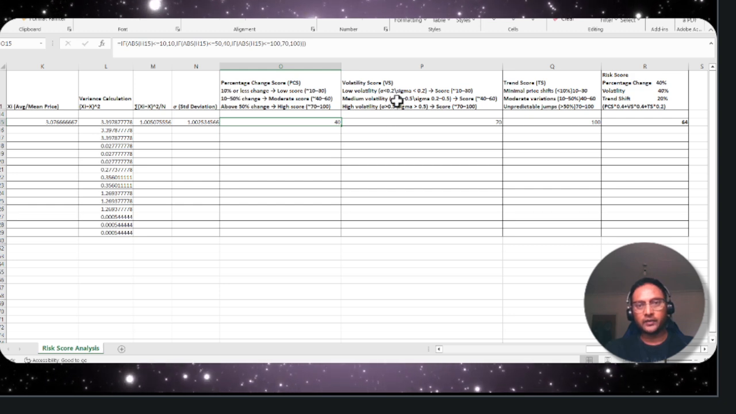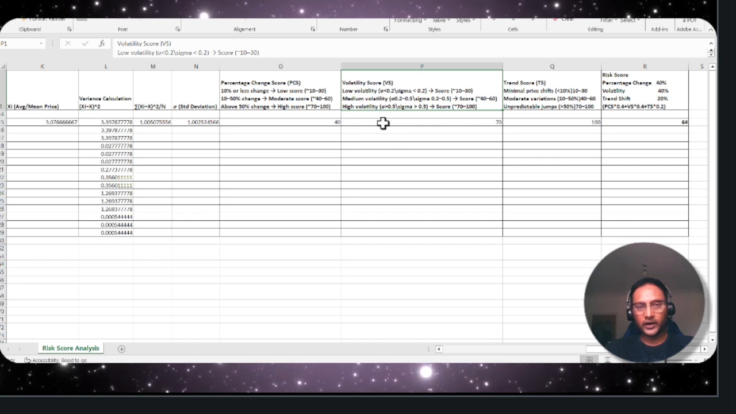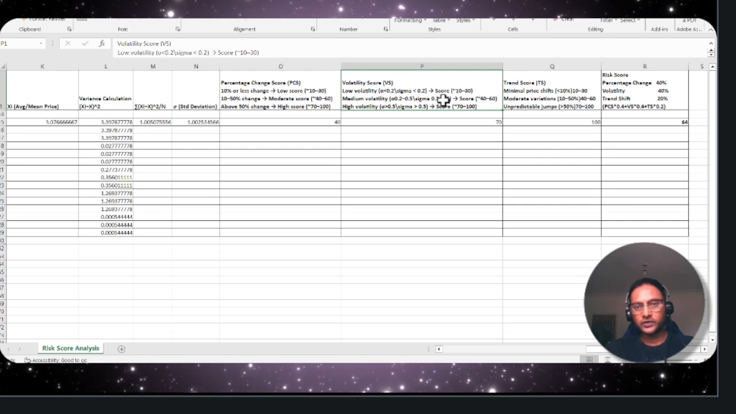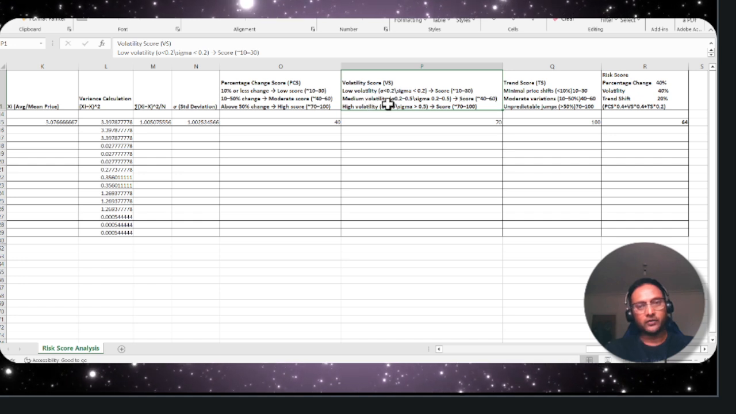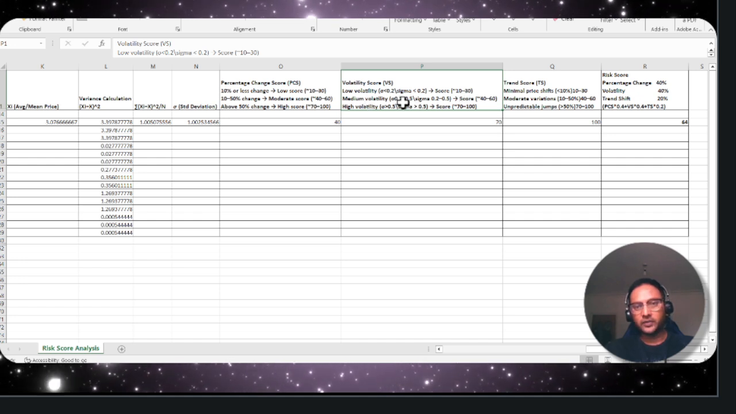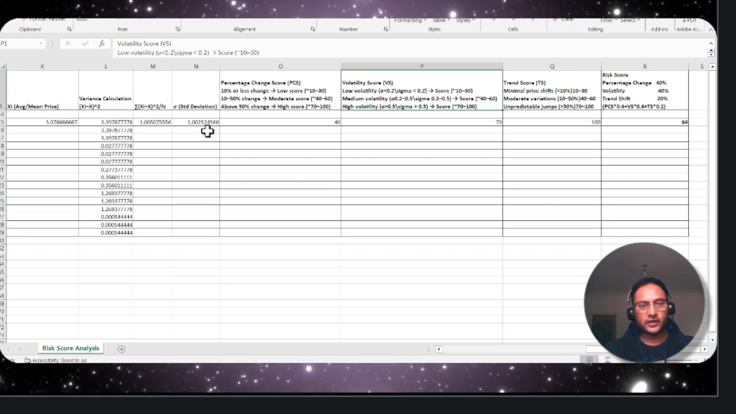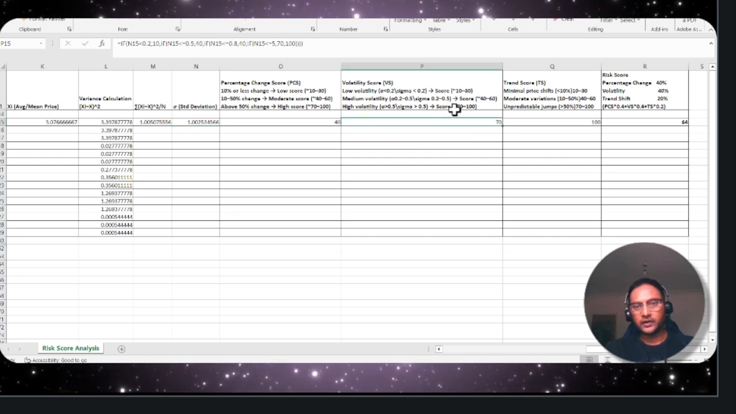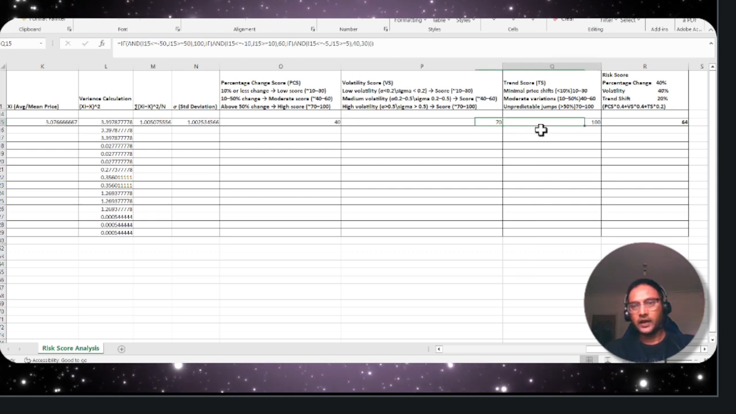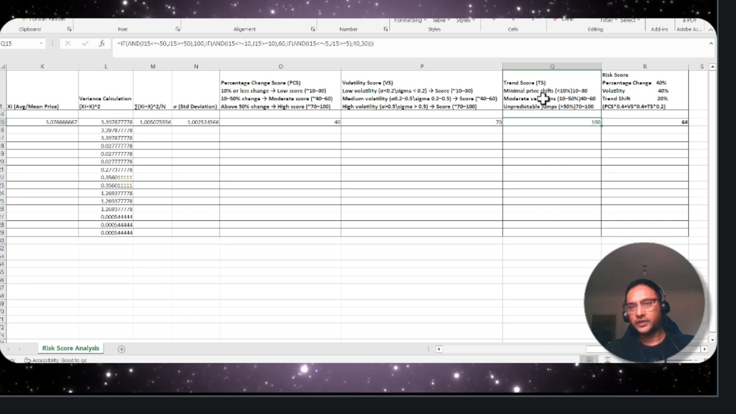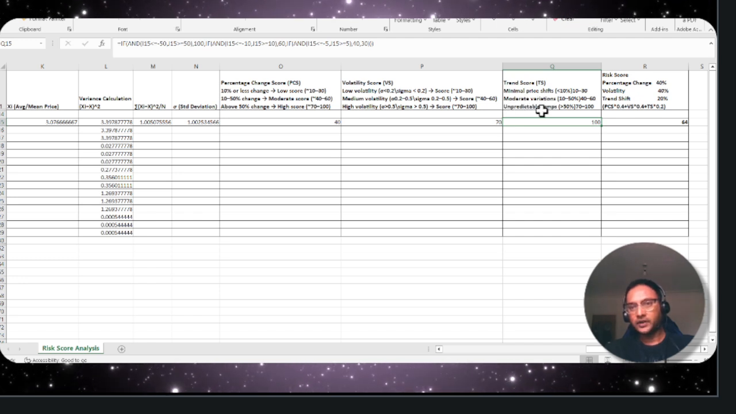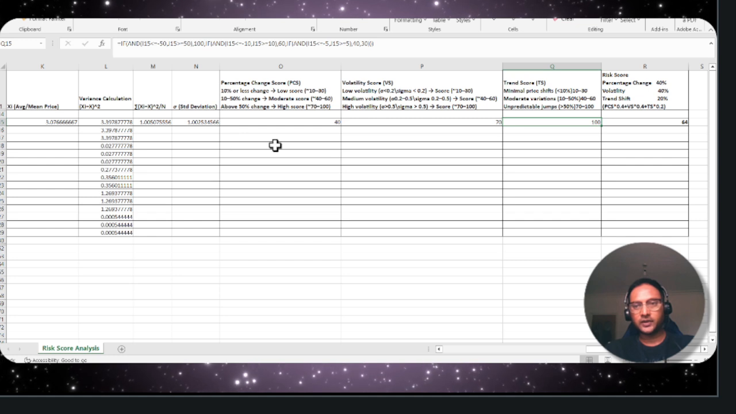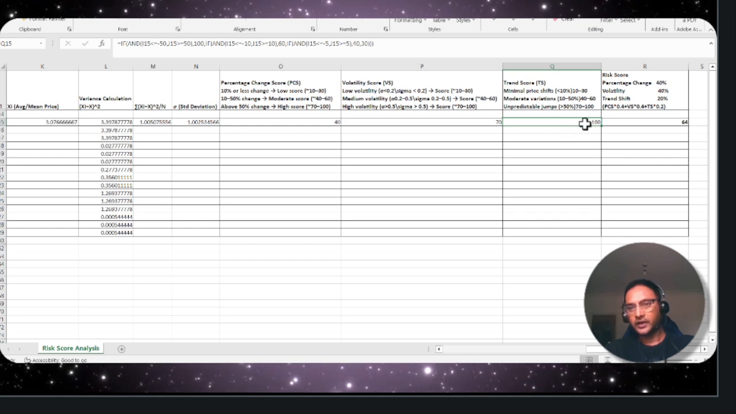The second is the volatility score, where if the standard deviation is less than 0.2, I'll score it between 10 to 30. Medium volatility, if it is between 0.2 to 0.5, will be 40 to 60. Now the standard deviation is 1, which means I'm calculating a score of 70 here. And the trend score is the price shift: minimal price shift, moderate price shifts, and unpredictable jumps. We saw a lot of variations with this particular medicine, so the trend score has been calculated as 100.